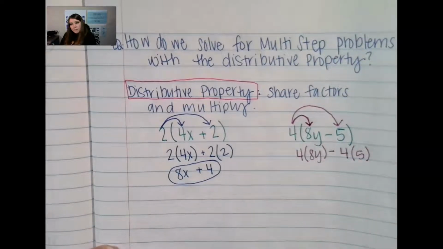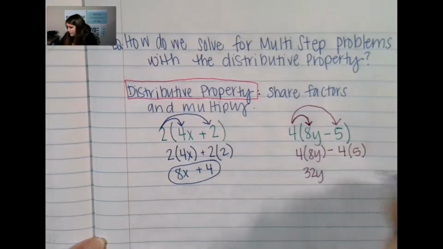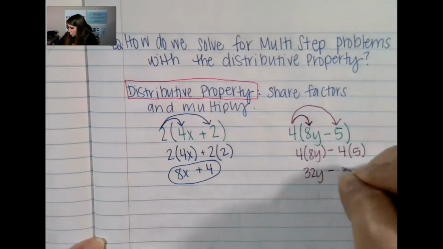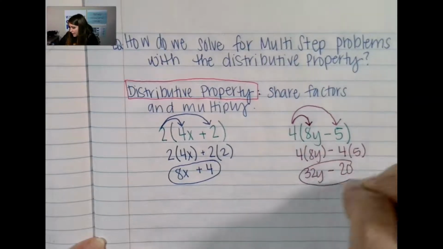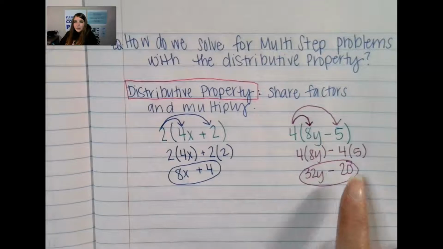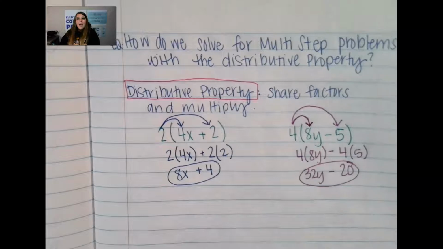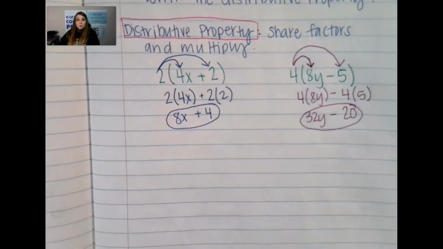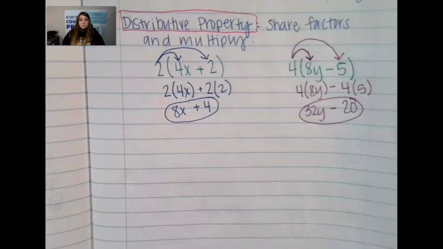And then I just simplify it down. So 4 times 8 is 32 y's minus 20. Again, those two things do not go together because this one has a y, this one does not. Okay, so that is the distributive property. You are sharing, okay? So how do we use the distributive property when we're solving multi-step equations?